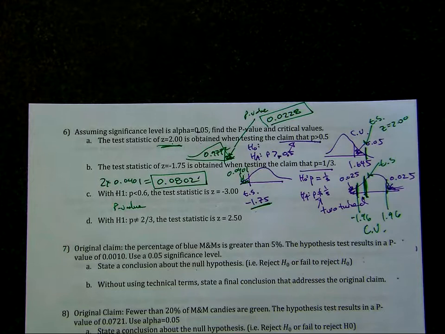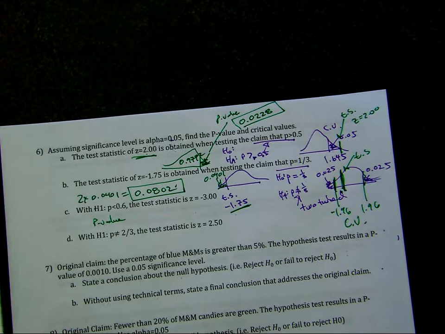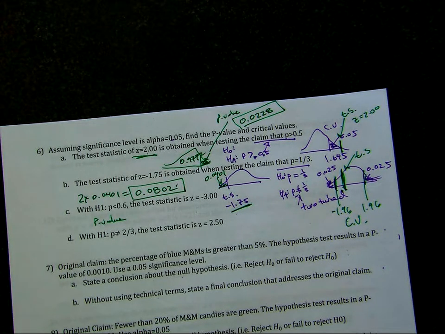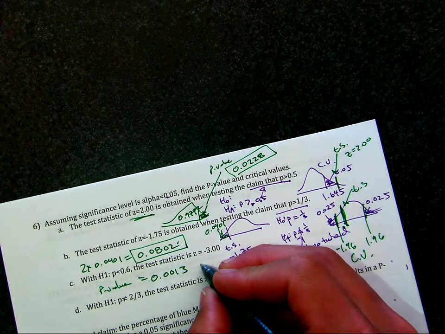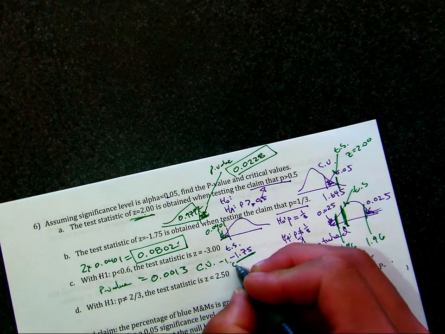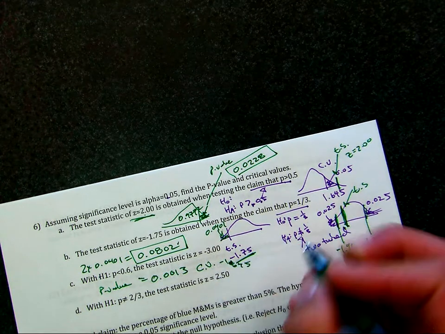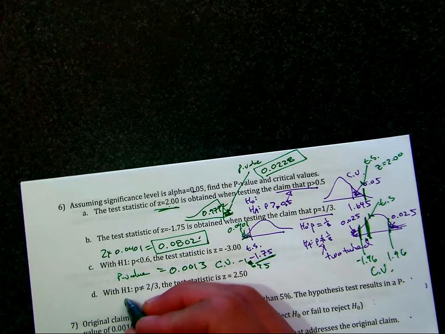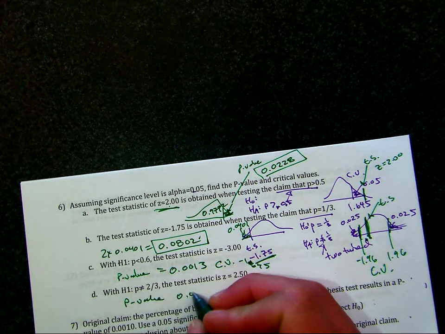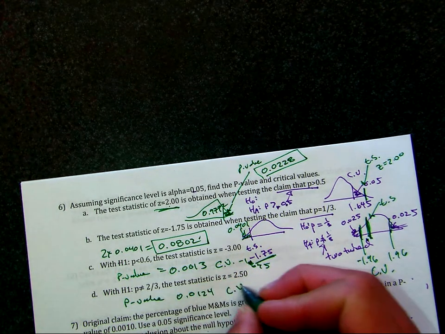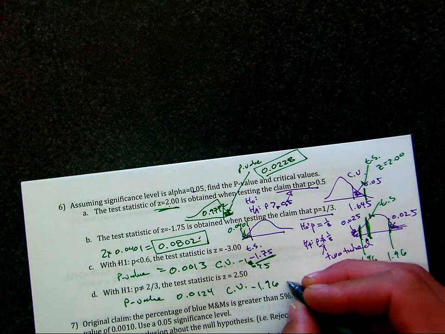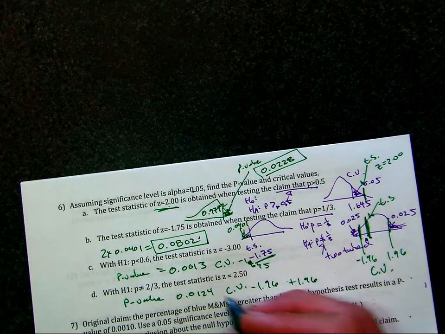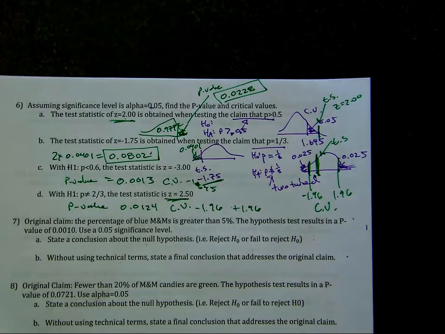All right. In C, we have the p-value should be equal to 0.0013, and the critical value you should have is negative 1.645. That's period. And in D, we have the p-value is 0.0124, and the critical value is negative 1.96 and positive 1.96 because it's going to be two-tailed. All right. Two-tailed because of this part. All right, 7.